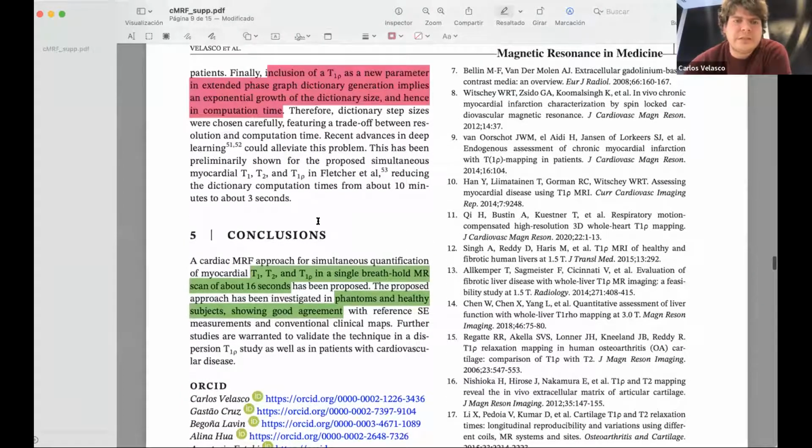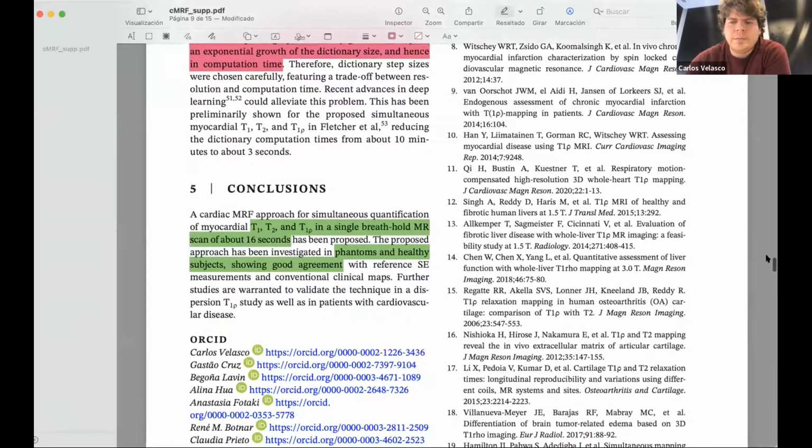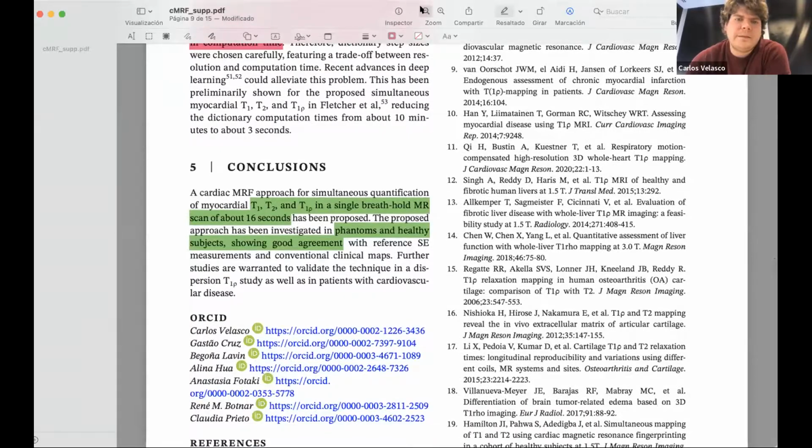But apart from these limitations, we have shown that T1, T2, and T1rho can be performed simultaneously in a single breath-hold MR scan in only 15 seconds, with comparable quality and measurements in good agreement with the phantoms and healthy volunteers. And that will be all of it.